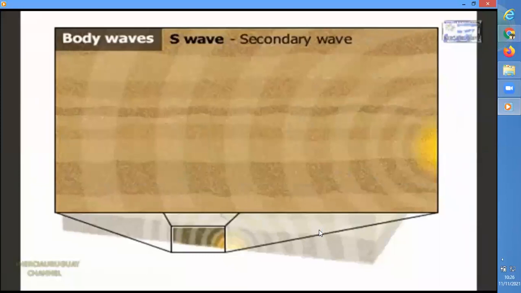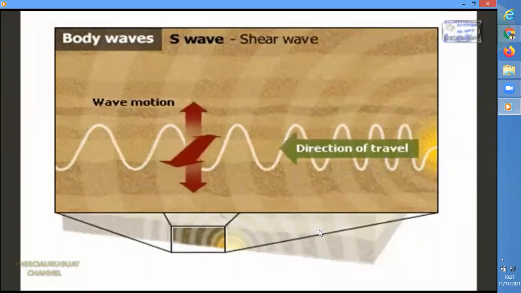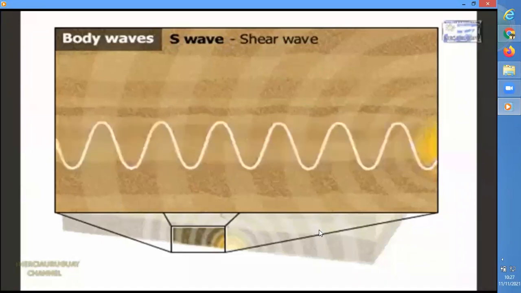The second type of body wave is called an S wave, or secondary wave. It travels at about 2 to 5 kilometers per second through rock, about half the speed of a P wave. An S wave is a transverse shear wave. Rocky material in its path moves up and down, or side to side, perpendicular to the direction of the wave's travel. An S wave is similar to a wave traveling along a piece of rope. The wave moves along the rope by moving a section of the rope up, then down.